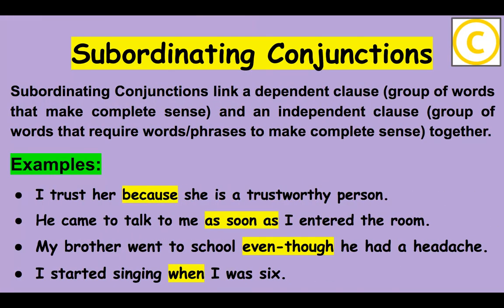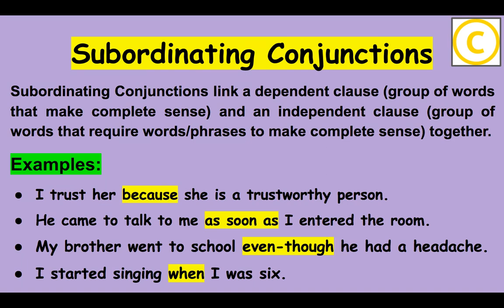The next type of conjunctions, subordinating conjunctions. These types of conjunctions link a dependent clause and an independent clause together. Let us look at a few examples. I trust her because she is a trustworthy person. Here, "I trust her" seems incomplete. But if I add "because she is a trustworthy person," the entire idea of the sentence gets completed.